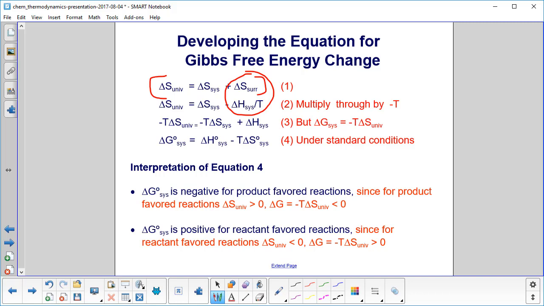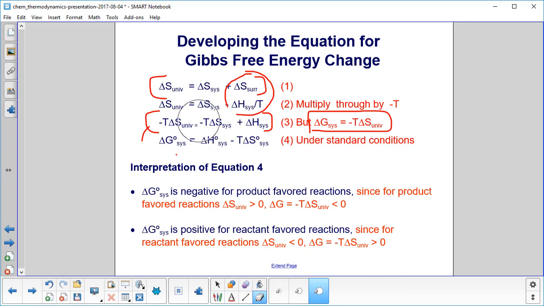Now multiply through by T, and you get this right here. But we've already stated that the Gibbs free energy is minus T delta S universe, so that goes right over there. And then we just rearrange the right hand side. We move delta H system there and minus T delta S there, because we always like to start with positive numbers. And let's erase this so you can see the beauty here.